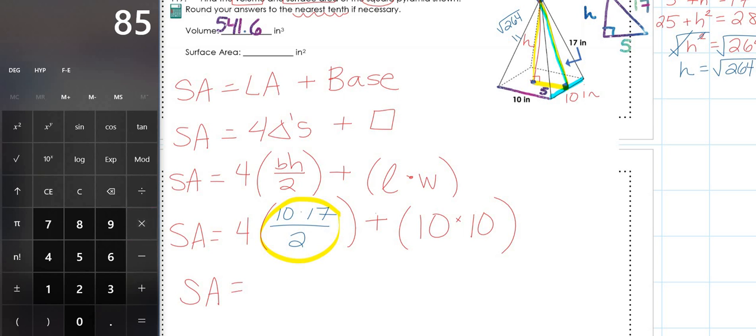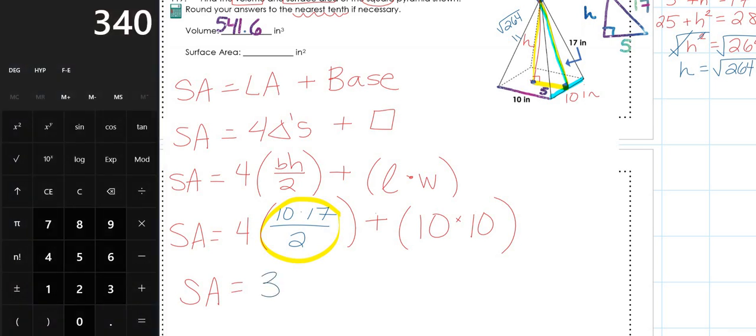So I'm going to do times 4 equals. Okay. 340 inches squared is the area of the lateral portion, all of the triangles. All right. And now 10 times 10 for my base. That's 100. So 340 plus 100 is going to give me 440 inches squared for the entire surface area. So for all of the surfaces added together. I'm going to put in 440.